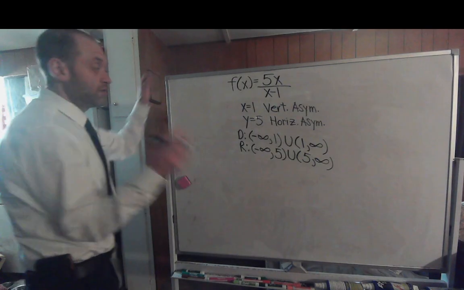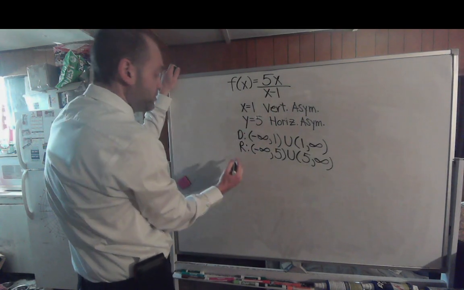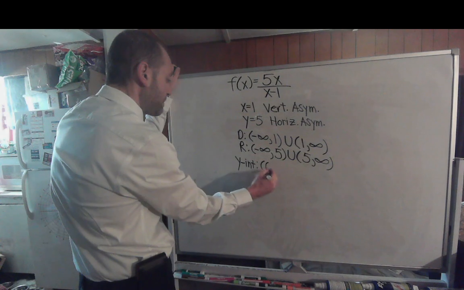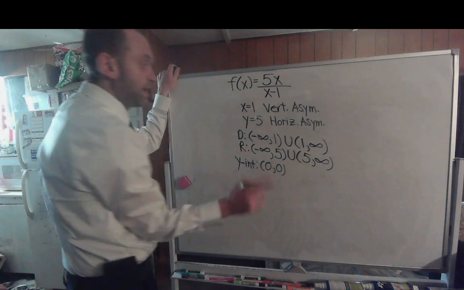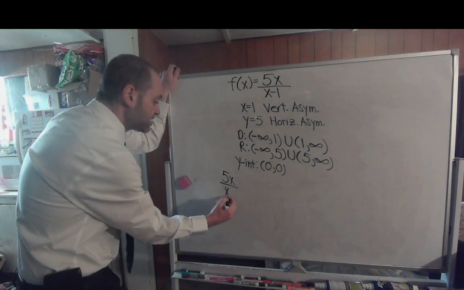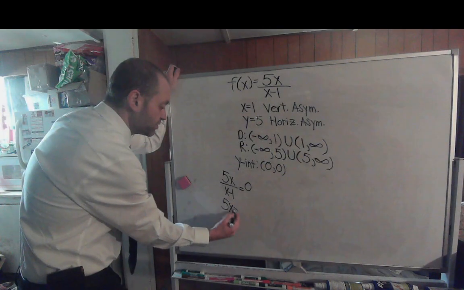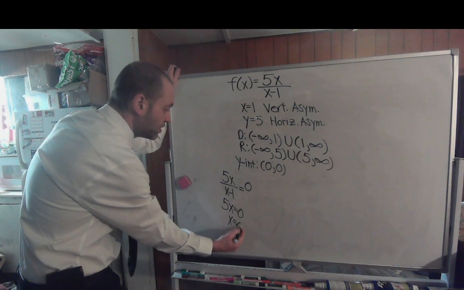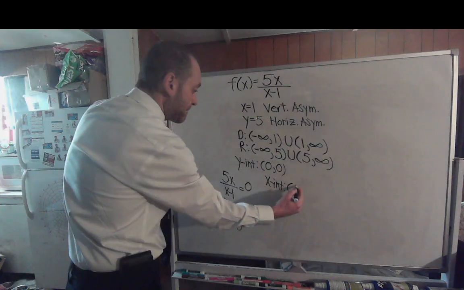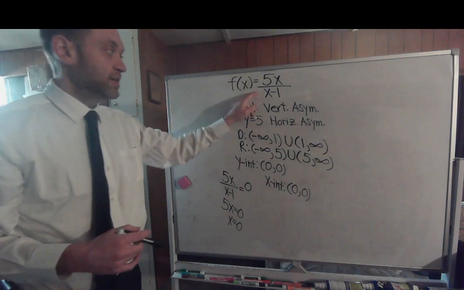Alright, let's talk about intercepts. So y-intercept occurs when x equals 0. Well, you would have a y-intercept at 0, 0 in this case. What about x-intercepts? So that would be when 5x over x minus 1 equals 0, which would just give you 5x equals 0, x equals 0. So your x-intercept is also at the origin. And that x equals 0 does not violate your domain.